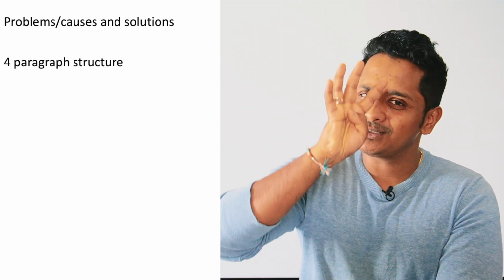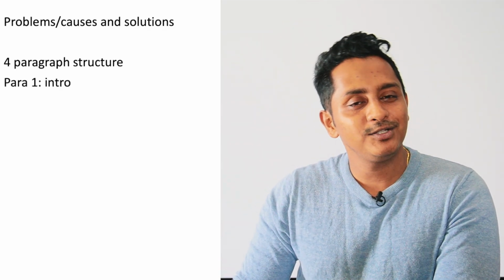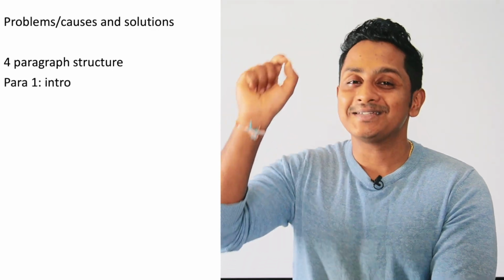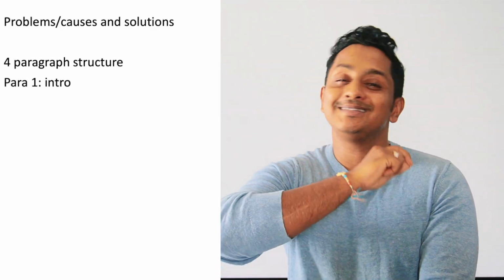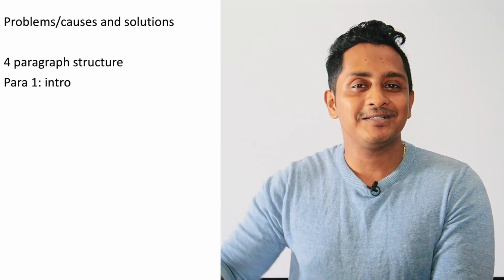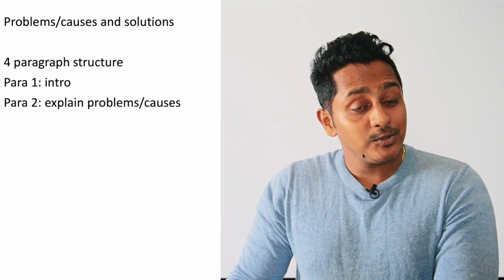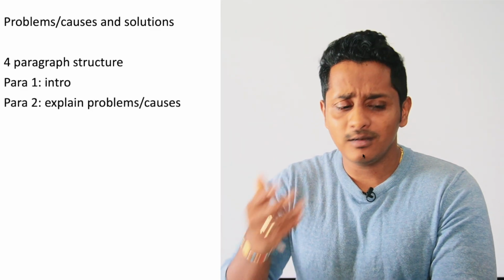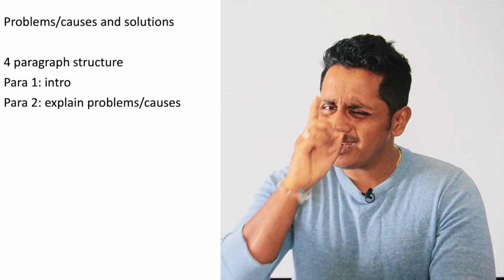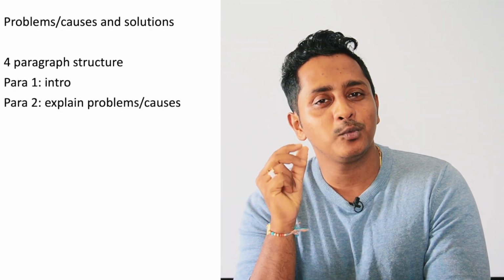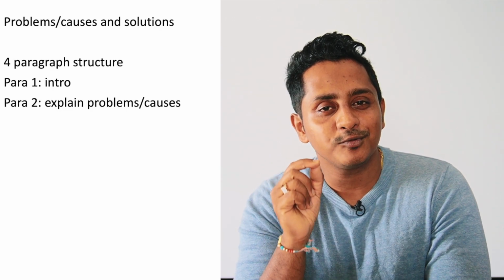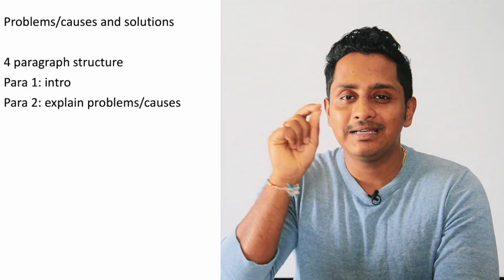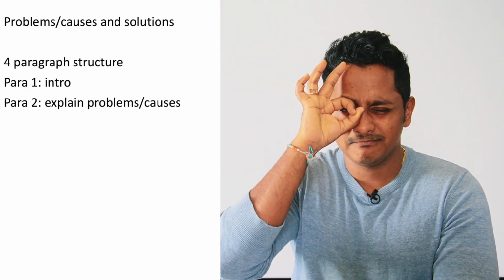Irrespective of that, it's a 4 para structure. Para 1 is the intro, where you say this essay will discuss problems and solutions, or this essay will discuss causes and solutions. Para 2, explain the problems, or if they have asked for causes, you explain those. 1 is enough. If you really want to take up 2, fine, but whatever you write, you need to support it with a supporting idea and an example, and if that is missing, big 0.